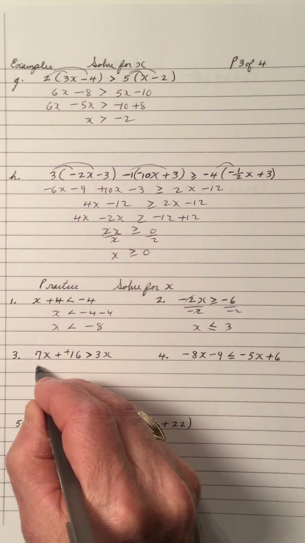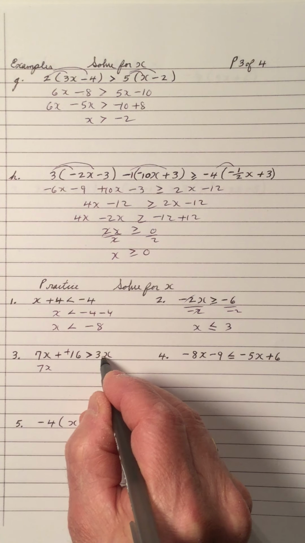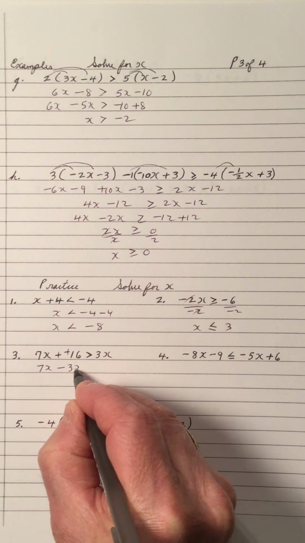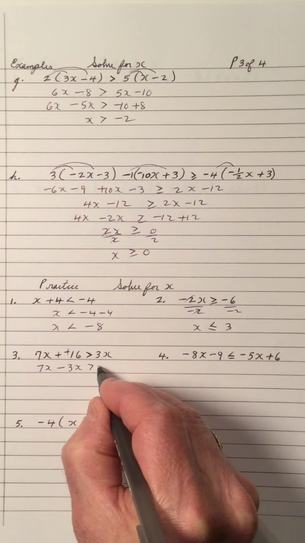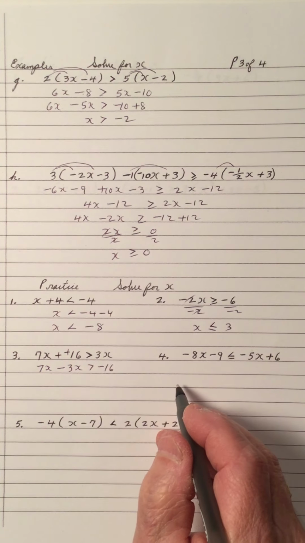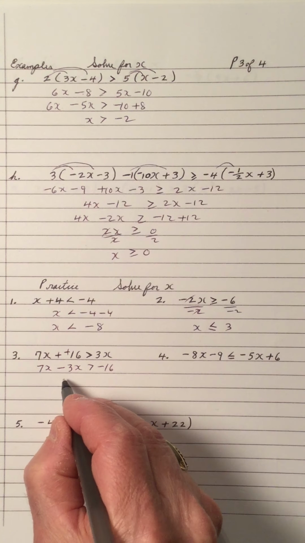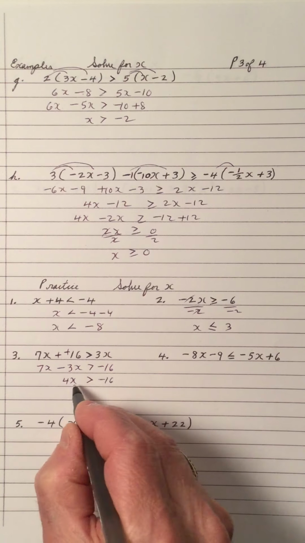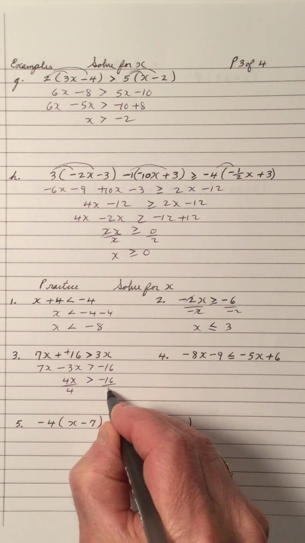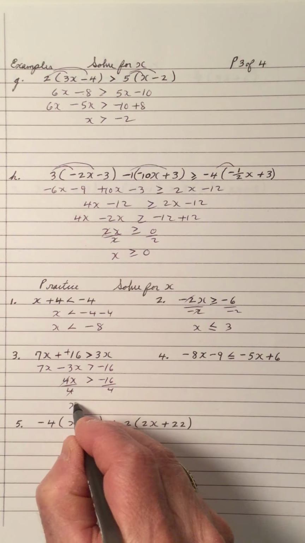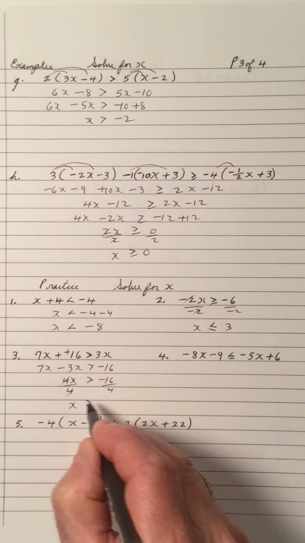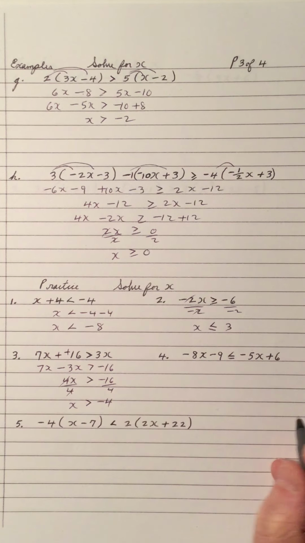X is already on, and this one moves over, so 7x is okay. 3x moves over to become minus 3x, and the plus 16 becomes minus 16. Now we simplify the left side, and we get a 4x greater than negative 16. Divide both sides by 4. X's cancel, I get a 1x, and I'm dividing by a positive number, so the direction doesn't change, and I get a negative 4.